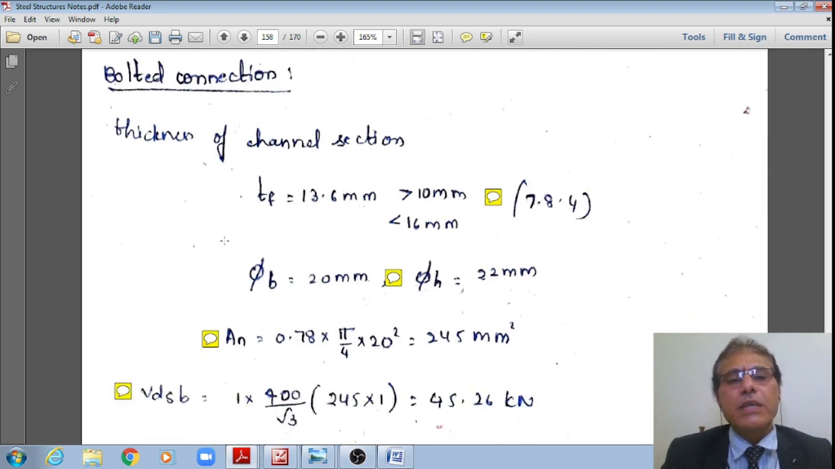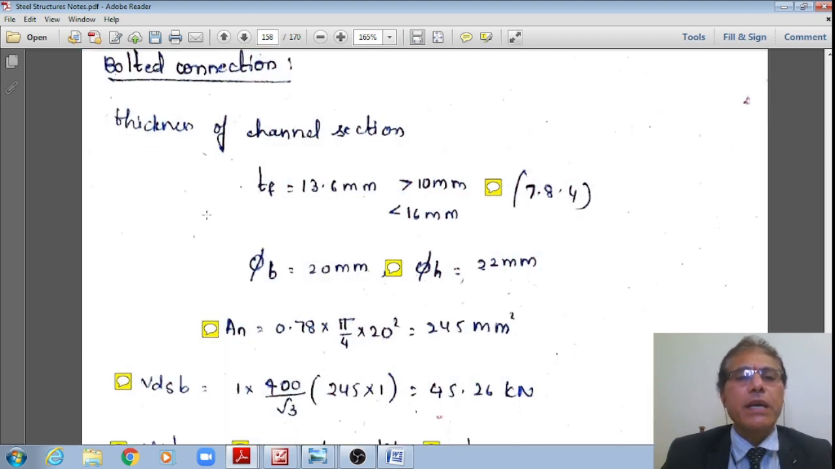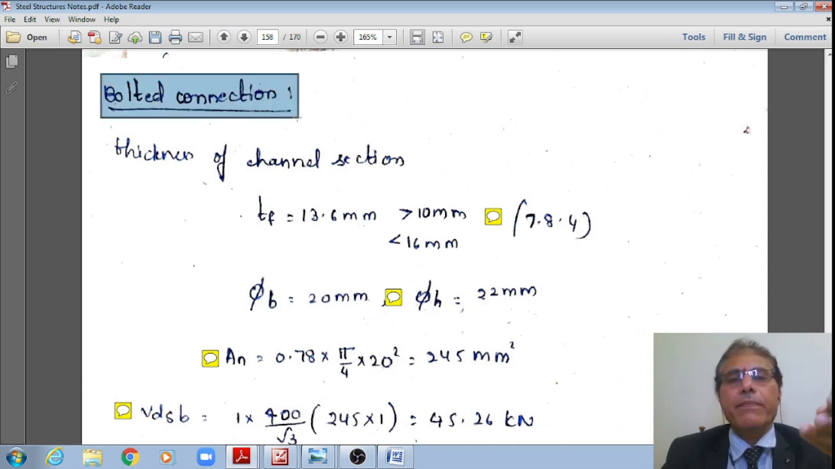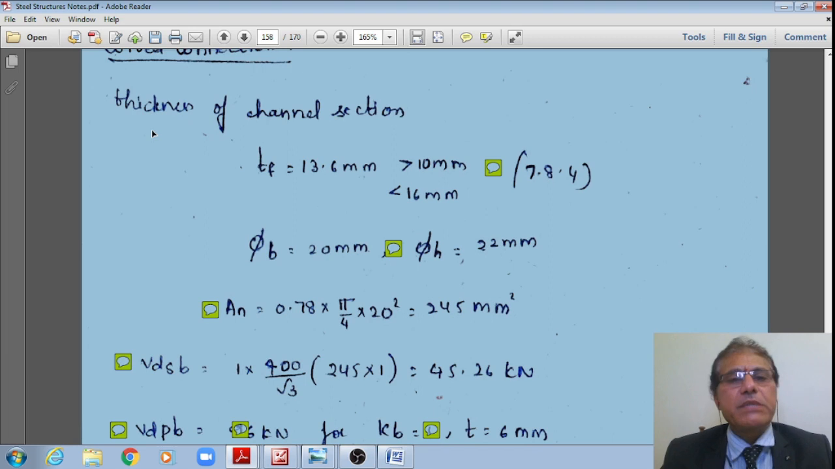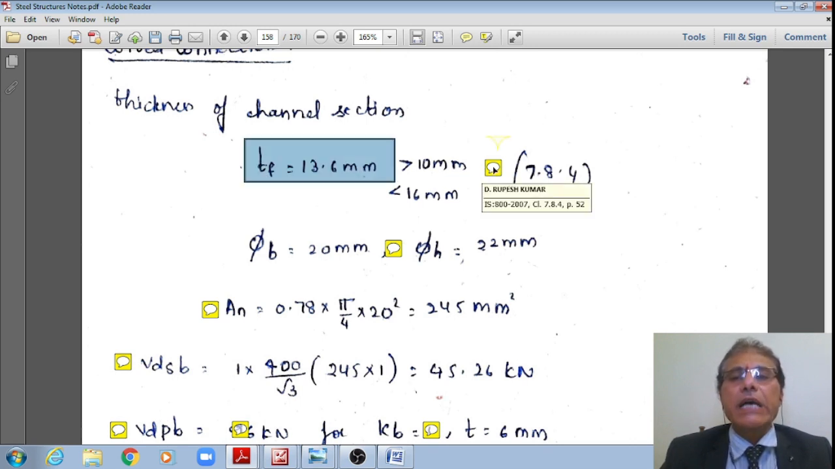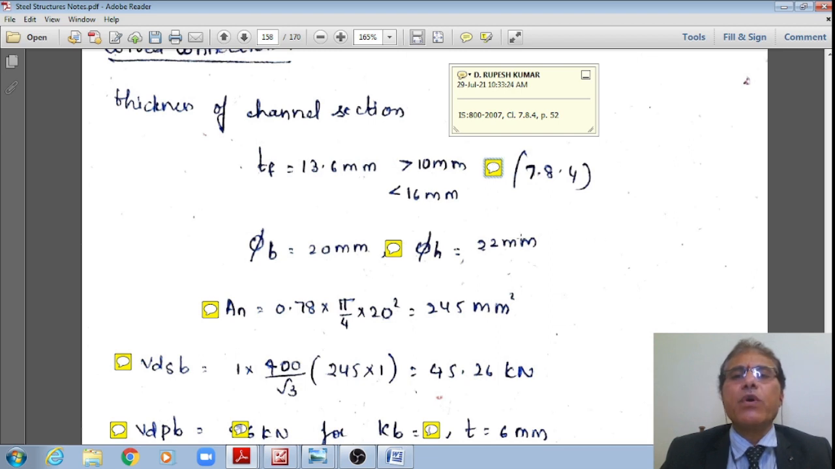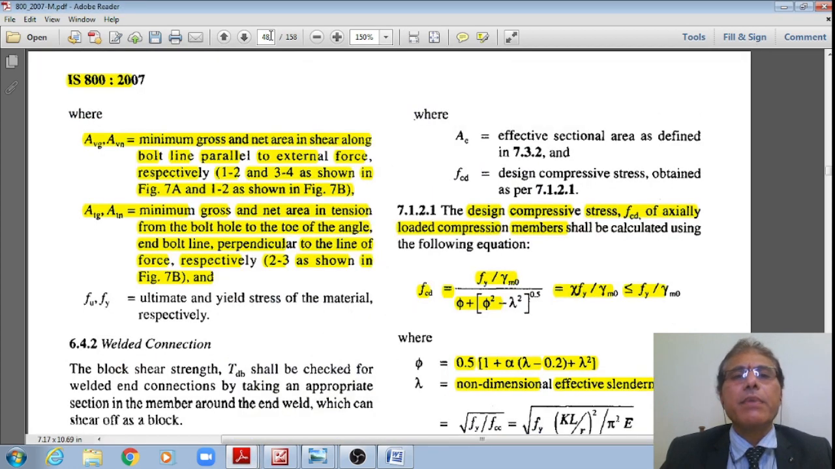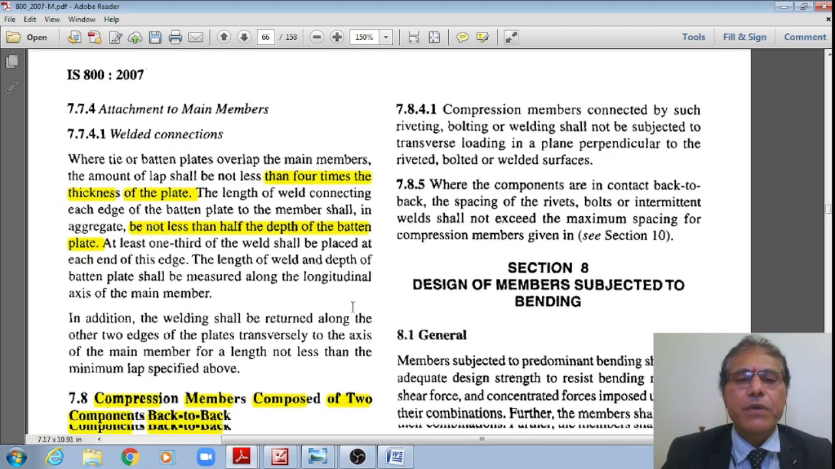I'll also do the combined check also, right? Before I do that, let me also fix the bolted connections, meaning how many bolts are required, right? And please make a note that the thickness of this channel section, TF, from SP 6 is 13.6. However, as per clause 7.8.4, page number 52, let me go to page number 52. Just wait for a moment. Page number 52, student, right? Yes, this is page number 52.